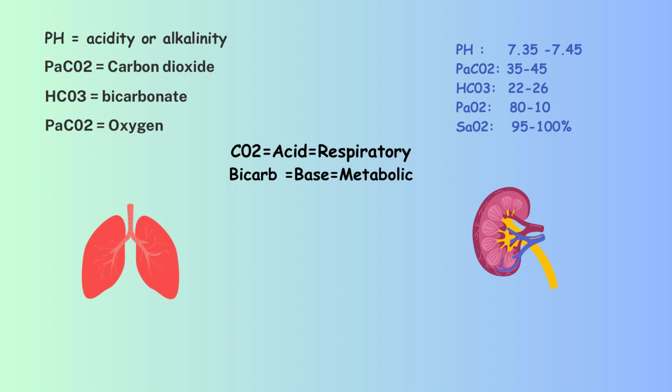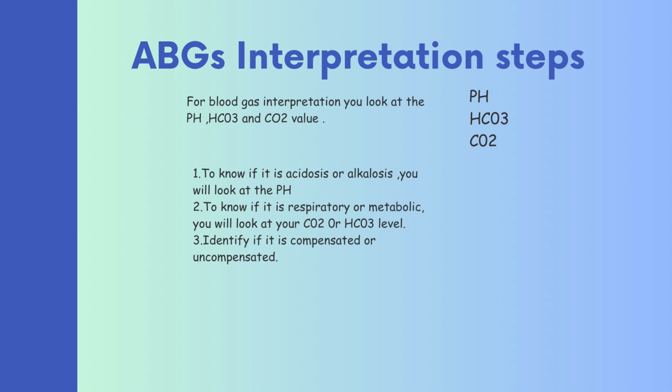Next is your PaO2 or oxygen. This is regulated by our lungs and the normal value is 80 to 100. This simply tells if your patient is hypoxic or not. It is not used to interpret whether it is metabolic or respiratory. For blood gas interpretation, you look at the pH value, HCO3, and CO2 value. SaO2 and PaO2 are not needed to determine the alkalosis or acidosis. It simply tells if your patient is hypoxic, but you should know this value.